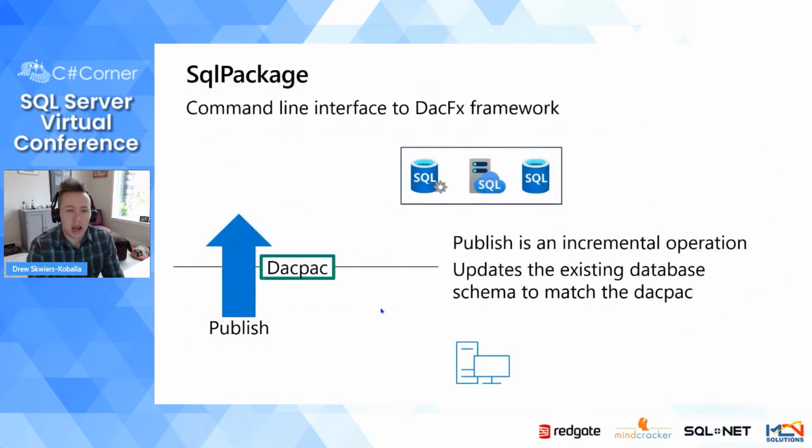At a really fundamental level, there's a command line tool that works with these data tier artifacts, and that's SqlPackage. It's cross-platform and available whether you're on Windows, Linux, or macOS. So this is a really popular tool to use in DevOps pipelines because it allows us to work with data tier application files.